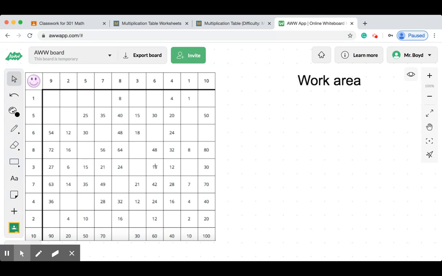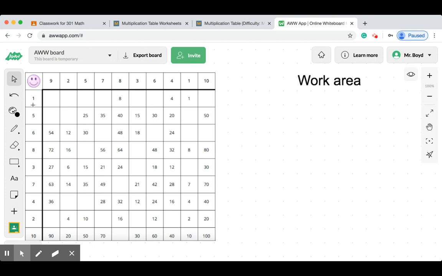Some of them are already filled in, some are blank. So what you're going to be doing today is you are going to be filling in the blank spots on our multiplication table. And I will demonstrate how to do that and how the multiplication table works.